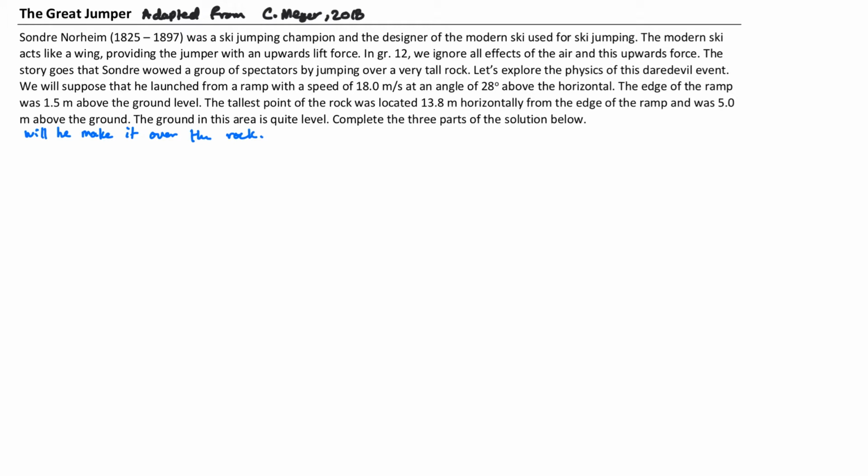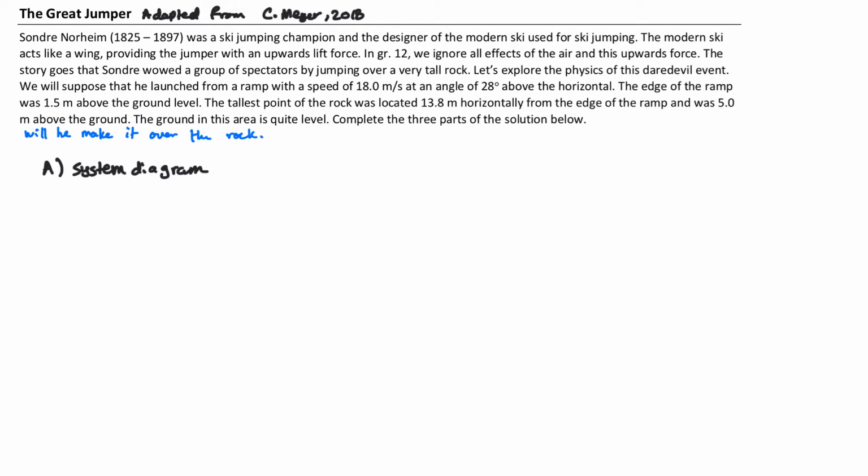The tallest point of the rock was located 13.8 meters horizontally from the edge of the ramp and was 5 meters above the ground. The ground in this area is quite level, and we're looking to see whether or not he's going to make it over the rock. So let's see this through the three main procedures. We're going to do the pictorial view or the system diagram first, and we'll move to the physics representation after, and afterwards we'll do the mathematical representation.